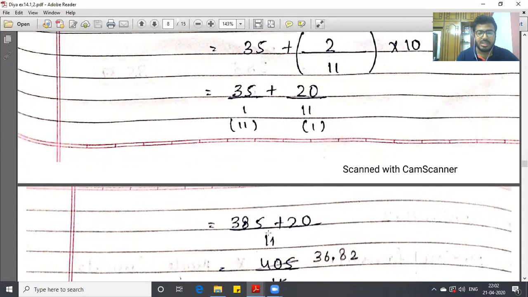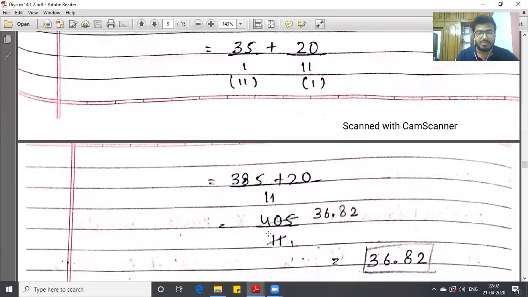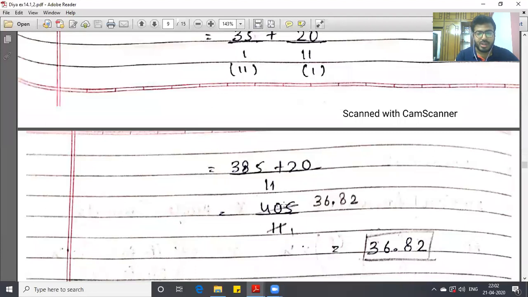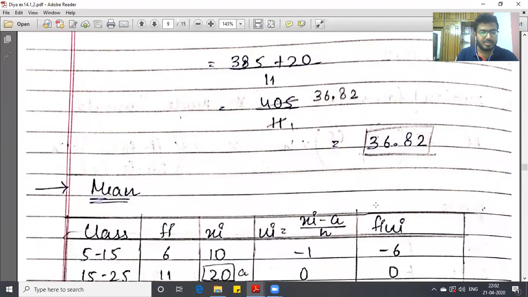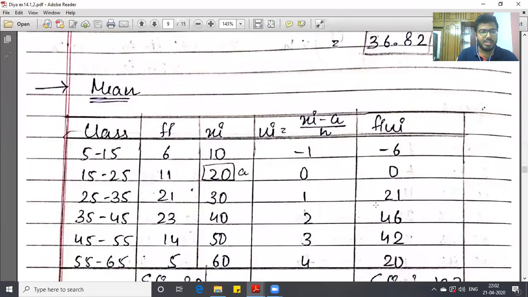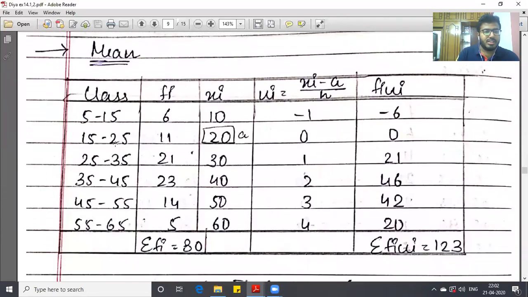So 385 plus 20 upon 11. That is 385 plus 20, which is 405 upon 11. That is 36.82. Hope you got the same answer. Good. So going to the next, the mean. We found out the mode. For the mean, as it is, you have to write the class and frequency.